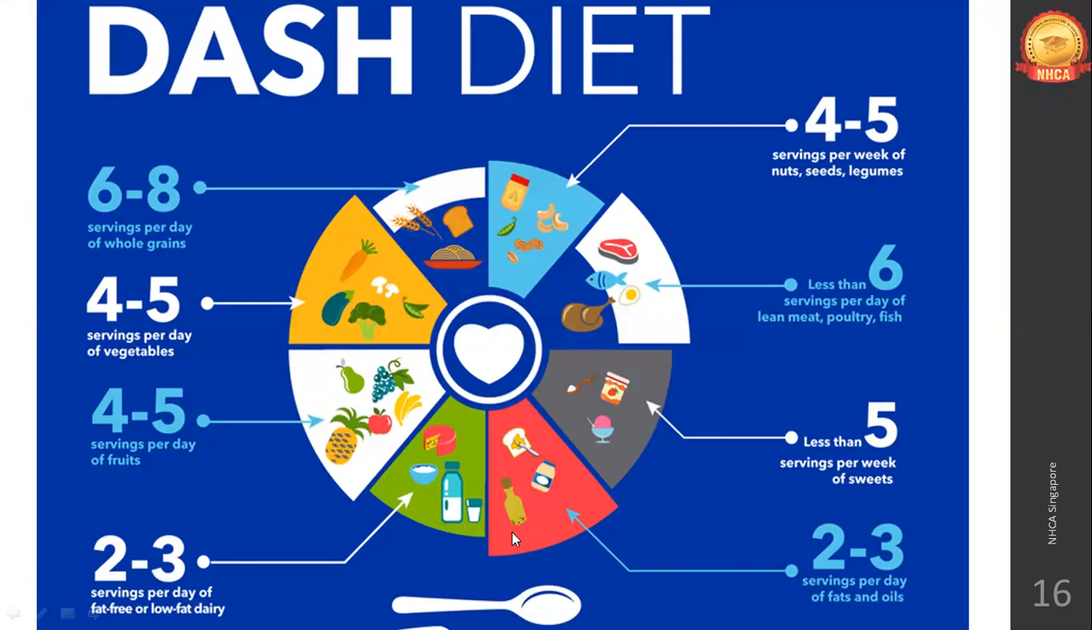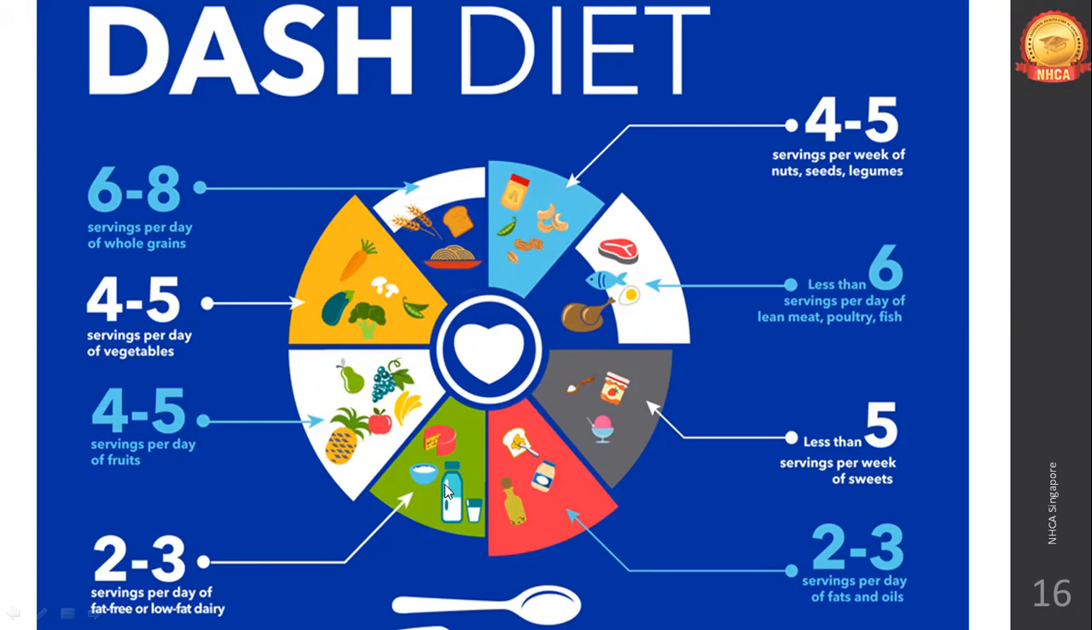Peanut butter, highly fat laden butter or alcohols, etc. 2 to 3 servings per day of fats and oils. Low fat dairy, fat free dairy, 2 to 3 servings per day, because calcium is important. You require calcium and casein. 4 to 5 servings of fruits per day, 4 to 5 servings of vegetables per day, 6 to 8 servings of whole grains on a daily basis.